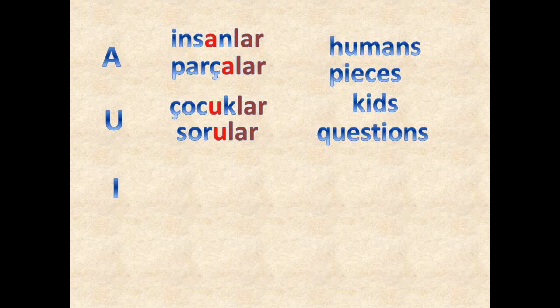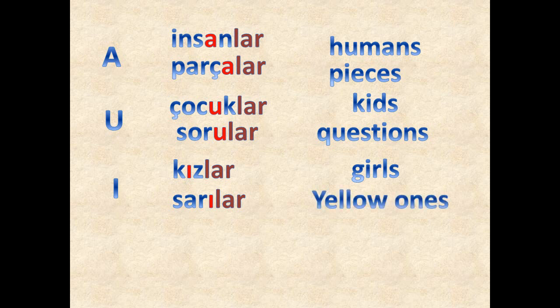With the sound ı, we have an example here, kızlar. Kız means girl, and we made it plural with the suffix lar, which means girls. The other example is sarılar. Sarı means yellow. And in Turkish, we can make the colors plural, which means the yellow ones. Sarılar.